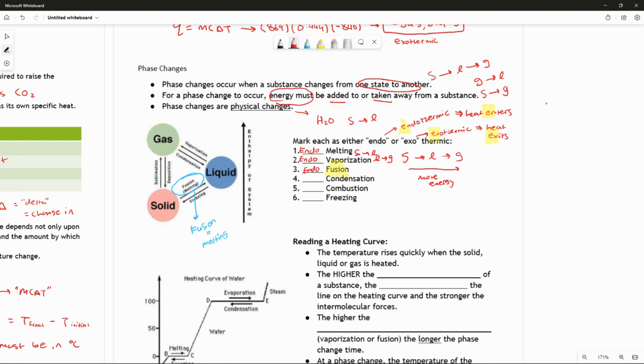Condensation. Condensation is when you go from a gas to a liquid. A gas condenses into a liquid. You're going down the scale this time. You're moving energy out of the system. It's exothermic.